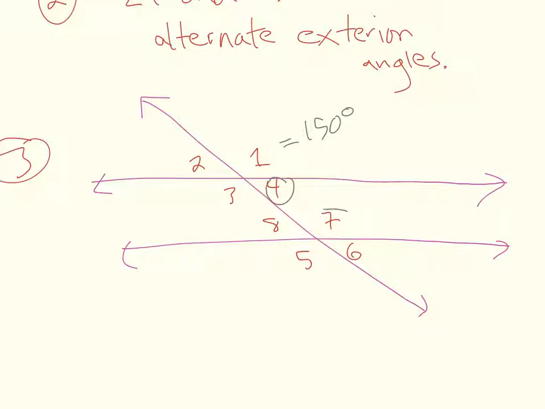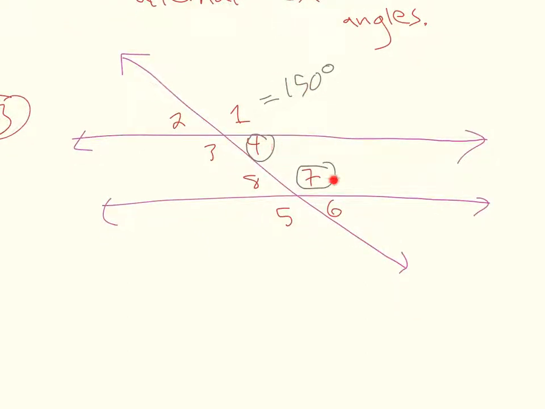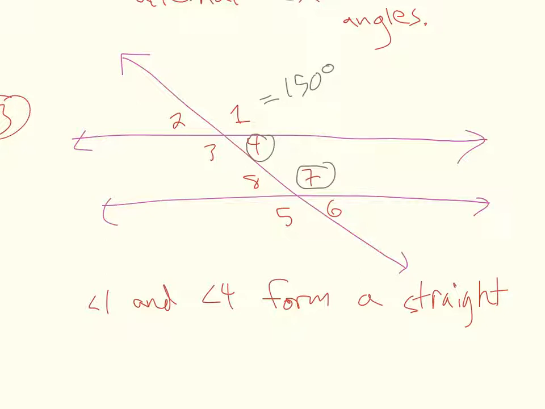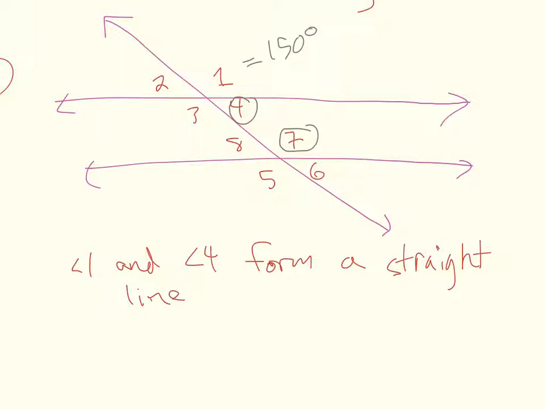Angle 4 and angle 7. So with this, we can quickly figure out what the other angles, 4 and 7, are just based on what we know about angles. Angle 1 and angle 4 form a straight line. And what that means is, when two angles form a line, they have a sum of 180 degrees.